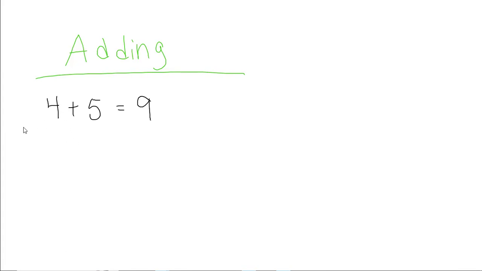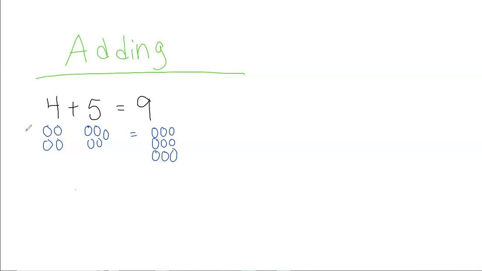You can kind of add up little circles if you really want to. And this is how you might show a young child. You have 4 circles plus 5 circles, and that is a total of 9 circles.